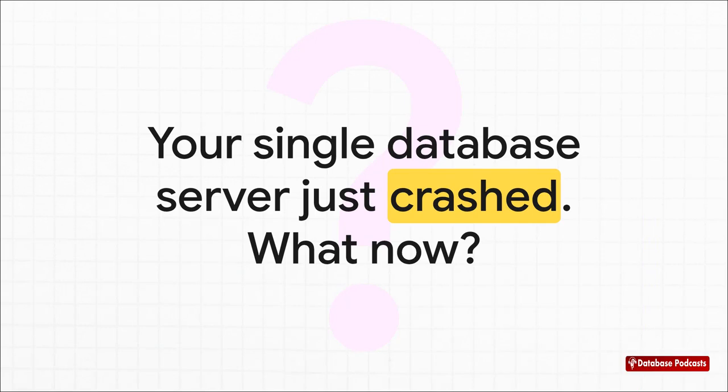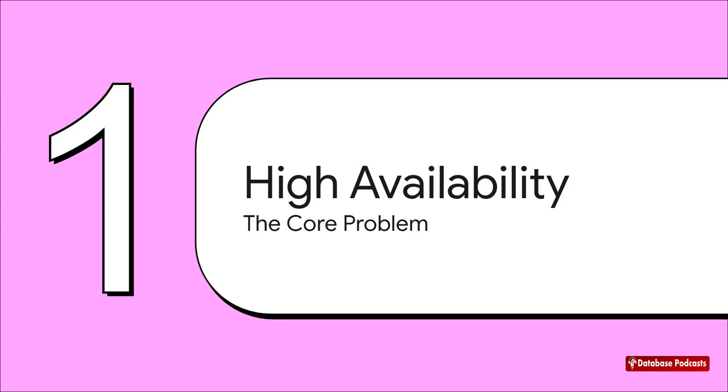So picture this. It's 3 a.m. Your phone starts blowing up. The one and only database server you have is totally unresponsive. Your app is down, users are seeing errors, and every second of downtime is costing you. What's the plan? For a lot of folks, the plan is just panic. And that whole nightmare scenario really boils down to one fundamental issue: the high availability problem.